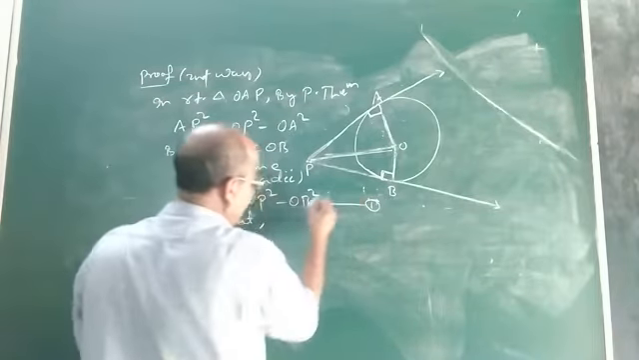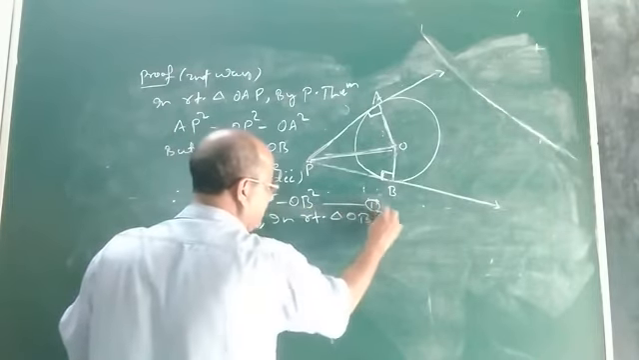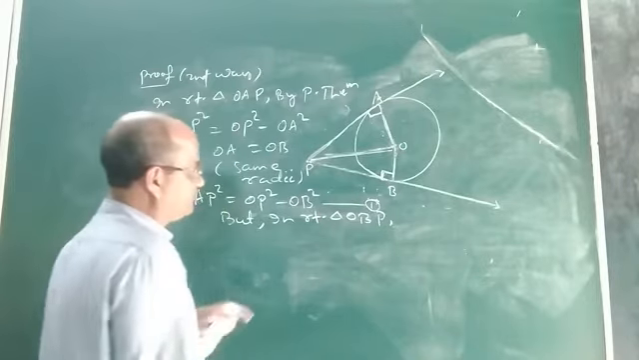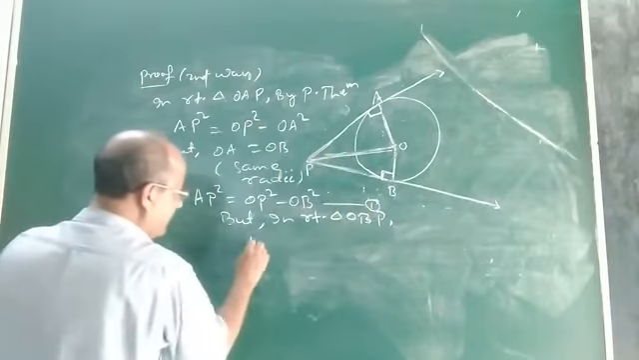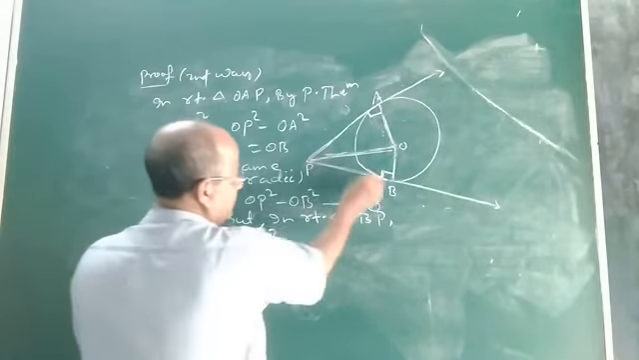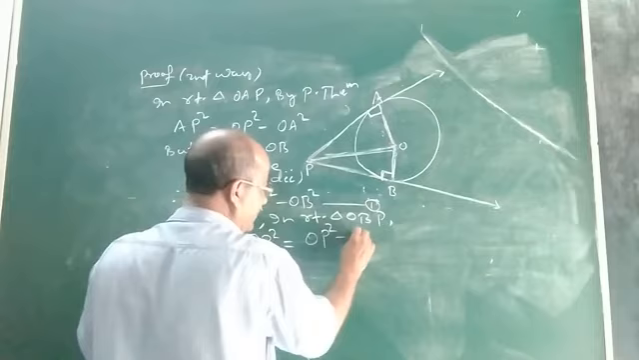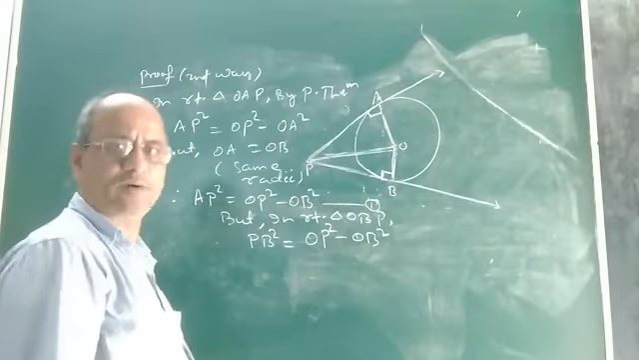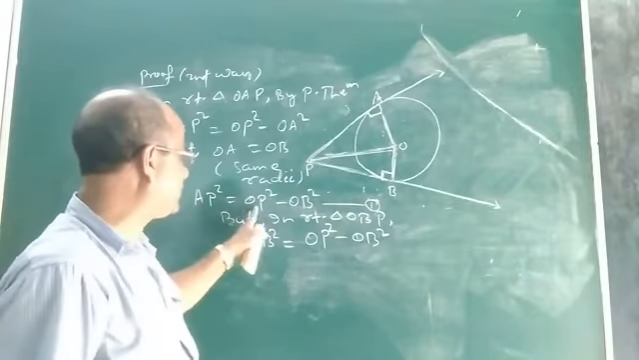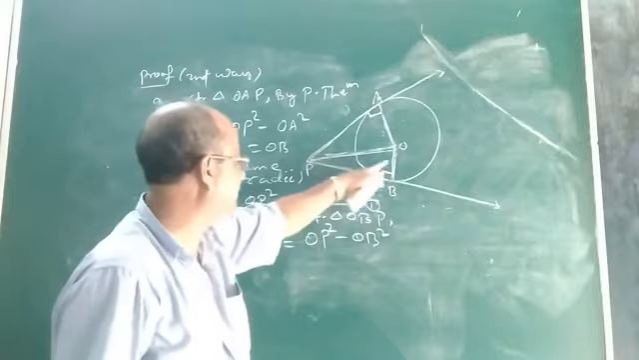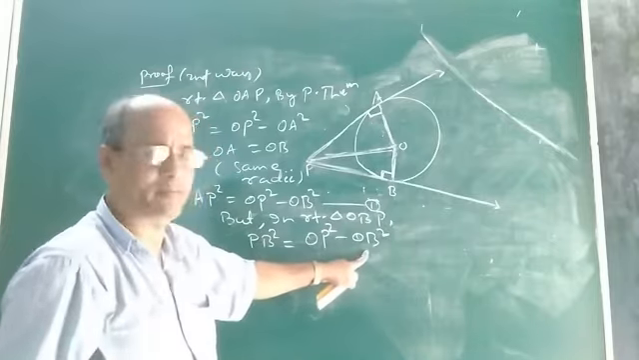But you consider the right triangle OBP. In right triangle OBP, you find out the length of PB square. PB, you see, this is the hypotenuse. So PB square will be equal to the square of hypotenuse, OP square, minus the square of base, OB square. So what did we see? By considering the right triangle OAP, we got AP square equal to OP square minus OB square. But in this right triangle OBP, the length of PB square is OP square minus OB square.